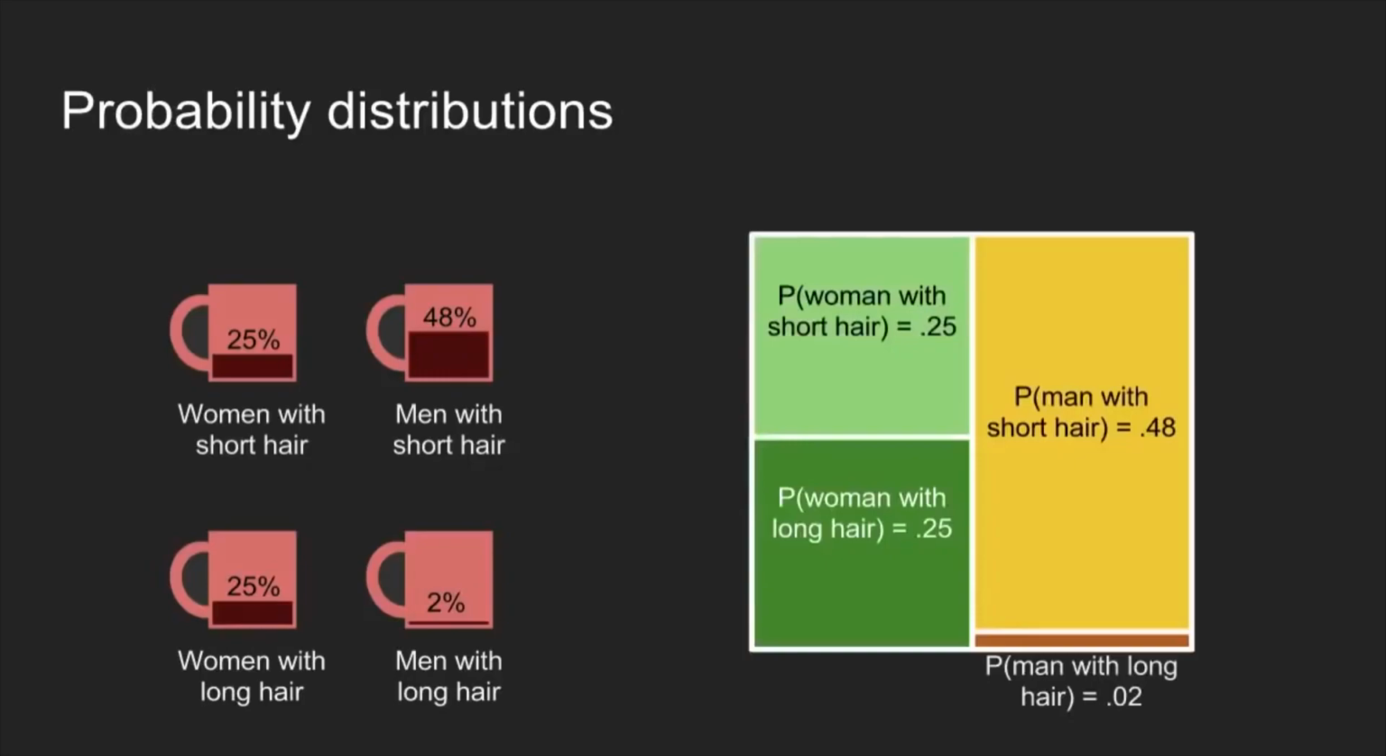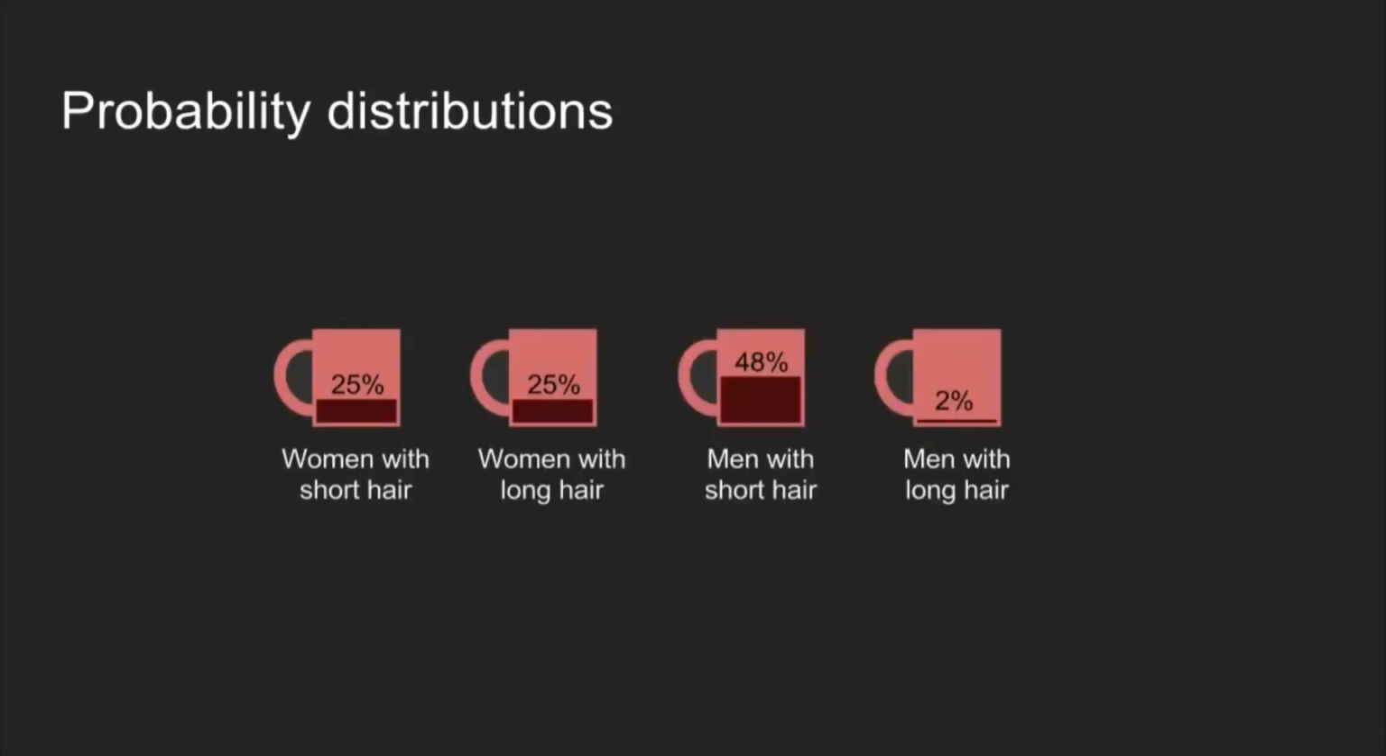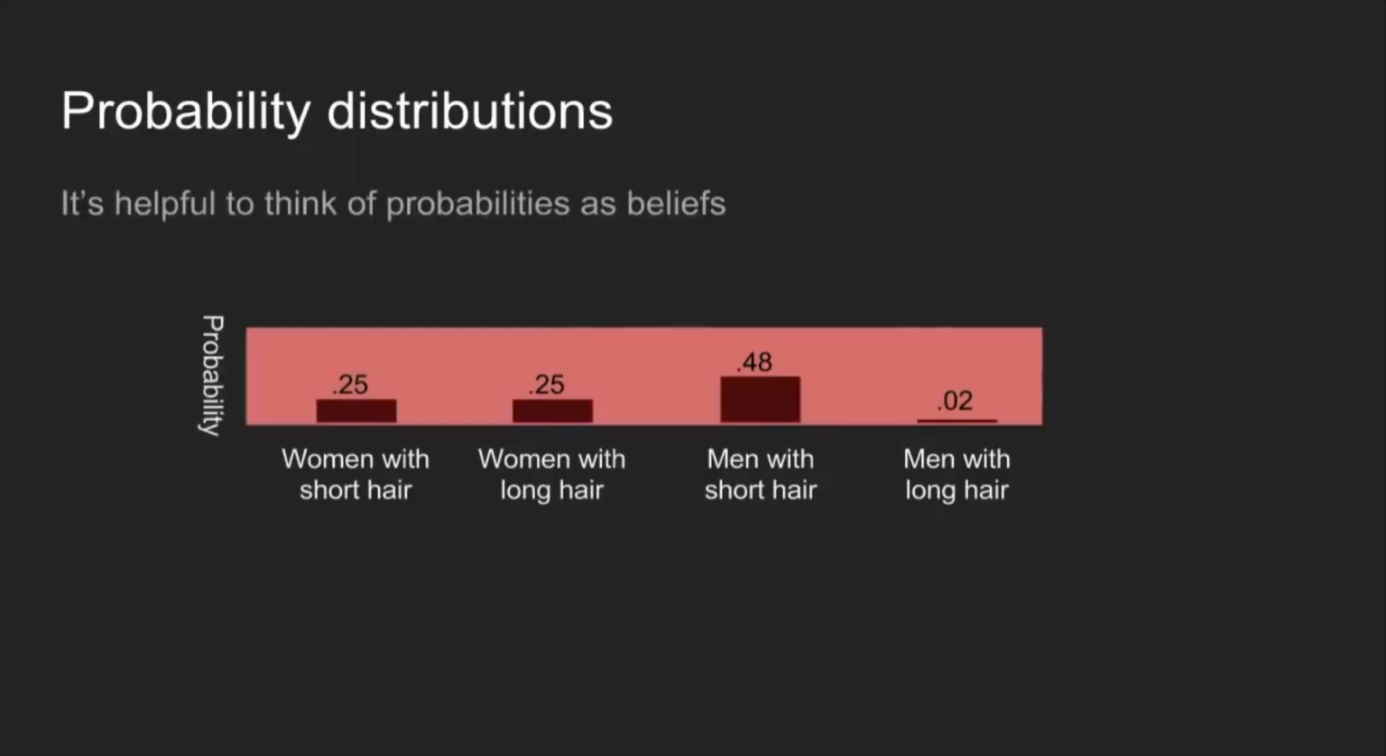And you can see that this is just another representation of the distribution representation that we were looking at before. Now usually when we look at this, they're side by side, probability instead of percentage, and shown in a histogram like this. It can be really helpful to think of these as beliefs.